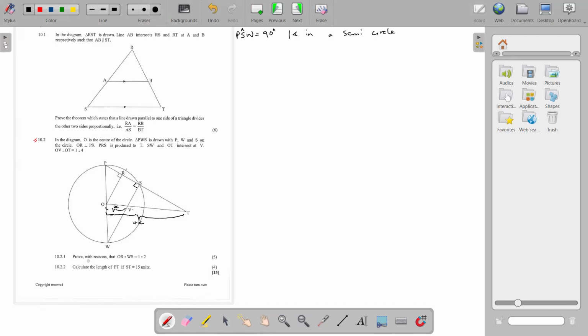Then the first part is saying prove with reasons that OR is to WT is equal to 1 is to 2. But you have to take note of these ratios. This ratio is the same as saying OR over WS is equal to 1 over 2.